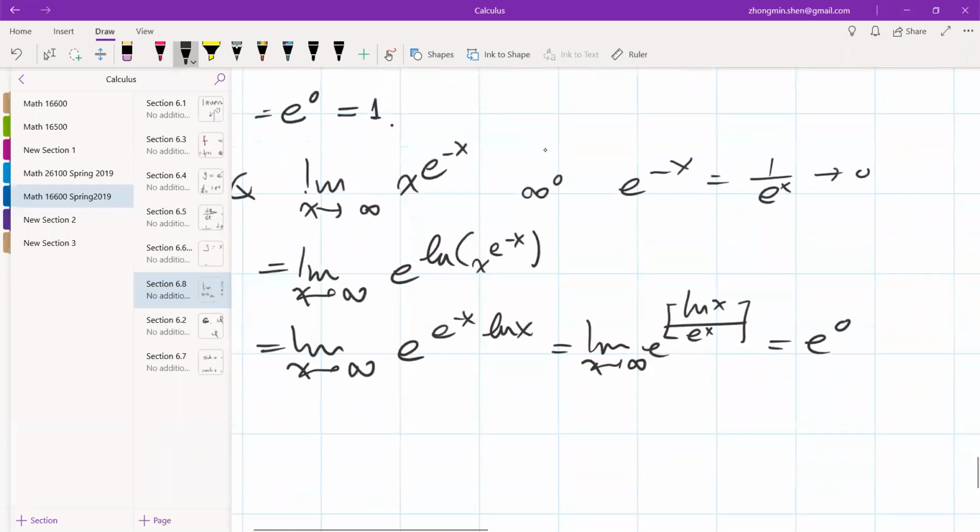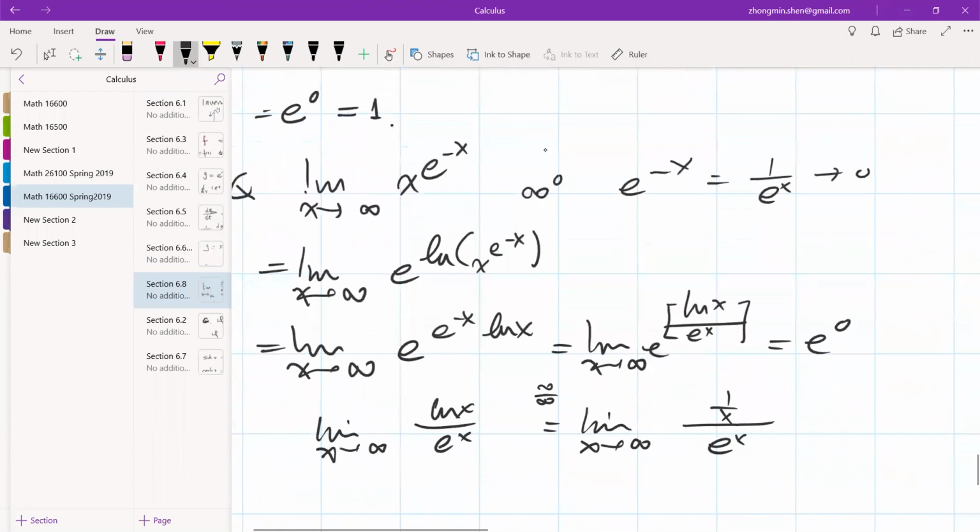So the limit as x approaches infinity of natural log x over e to the x is an infinity over infinity type. So you just differentiate, and you get 1/x over e to the x, and clearly this is going to be 0. Right? It's going to be 0. Okay, so you put it here, and you solve the problem.